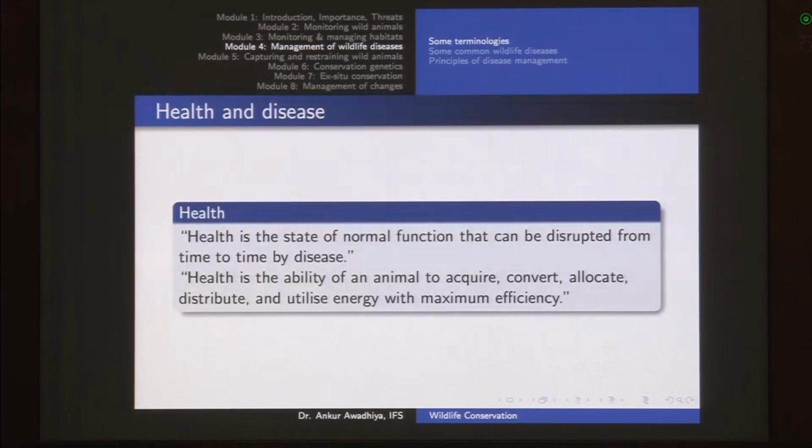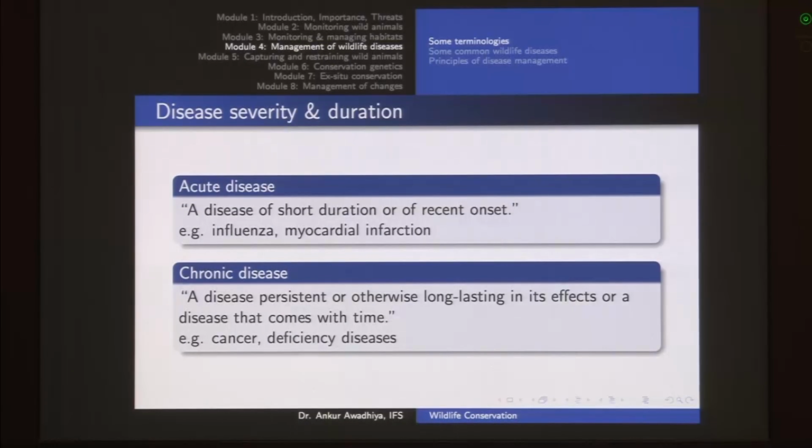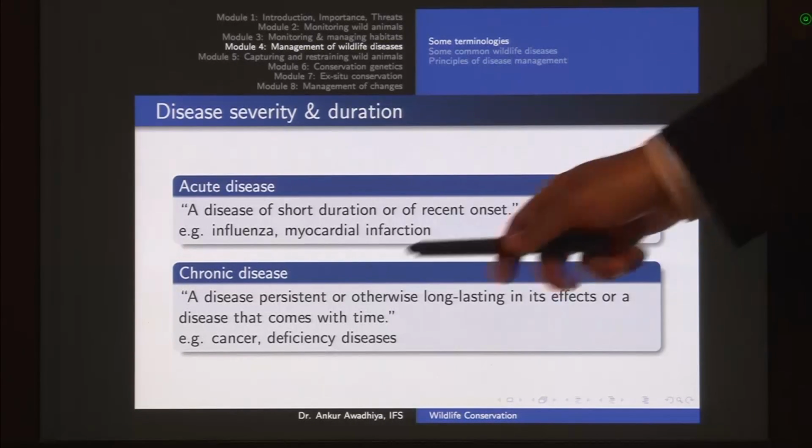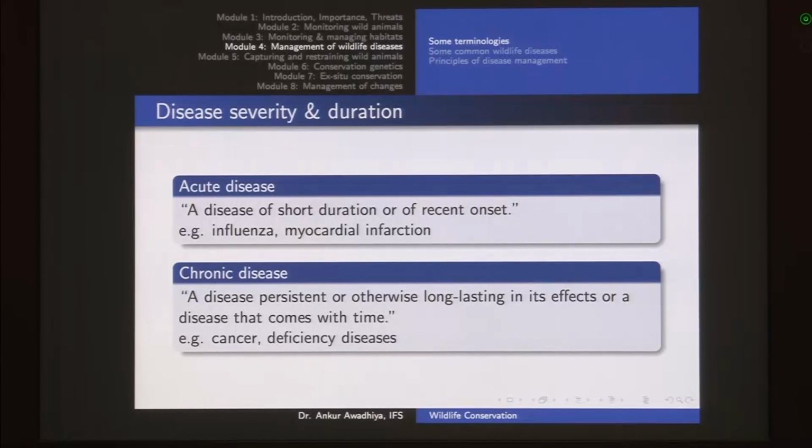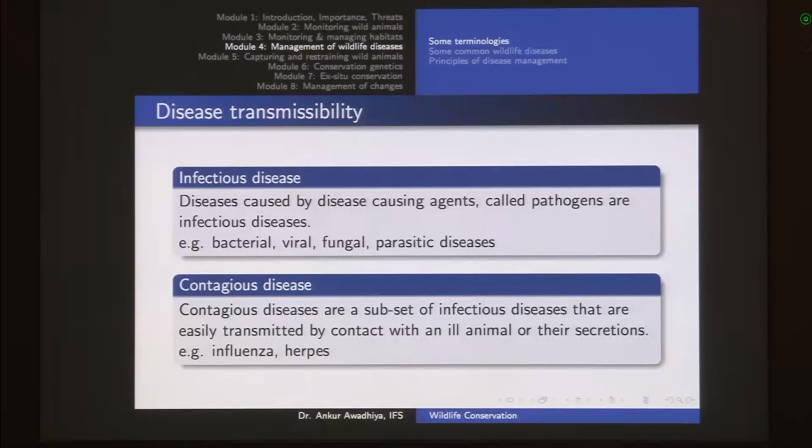So we began with some terminologies, what is health, what is disease. Then in the case of acute and chronic diseases, the one thing that you need to keep in mind is that acute is fast acting, chronic is slow acting. So in the case of acute diseases, there will be short duration, recent onset, it occurs very fast. In the case of chronic diseases, they take a very long period of time, so they have been there for a very long time, like cancer and deficiency diseases.